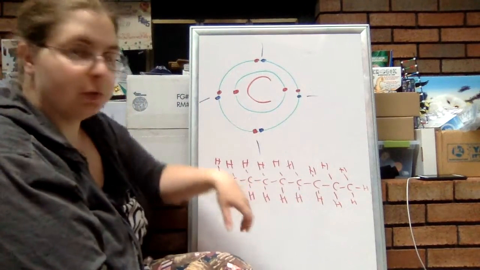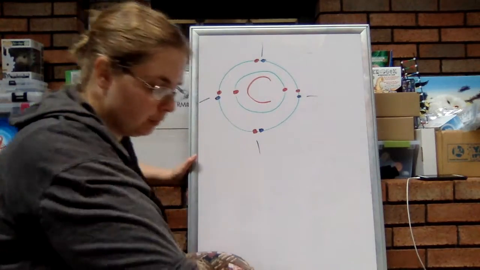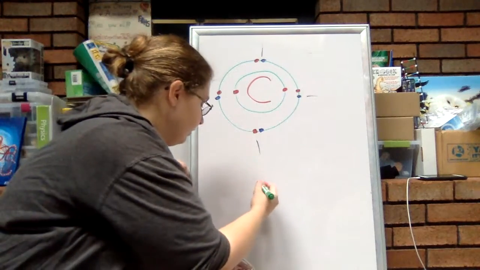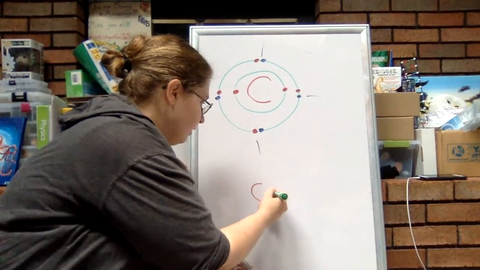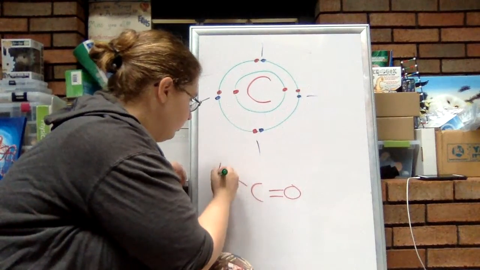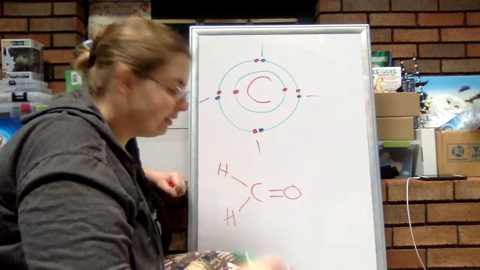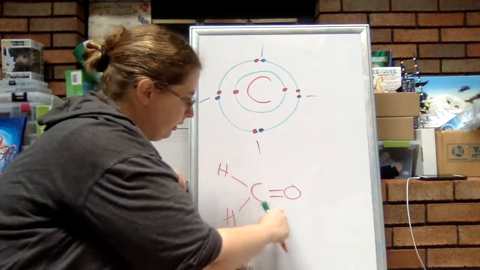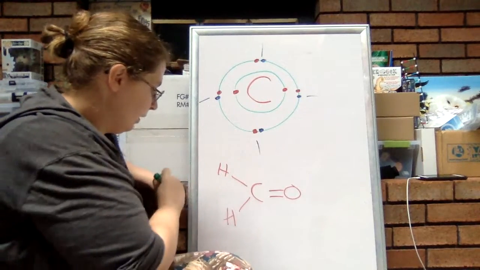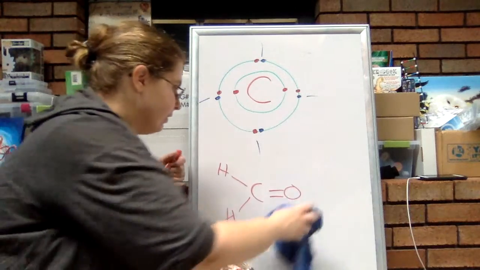Now, not only can it form 4 single bonds, it also has the ability to form multiple bonds and still have room left over. So we can have carbon double bonded to oxygen. There's 1, 2, like that. It still has 4 bonds: 1, 2, 3, 4. Oxygen can only have 2 bonds, so it has 2. Hydrogen only has 1 bond, so that has 1, that has 1. So we have this structure, we can form double bonds.